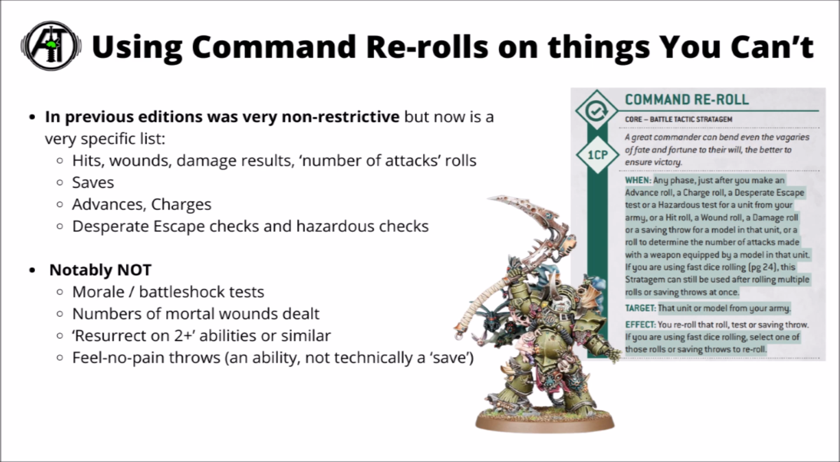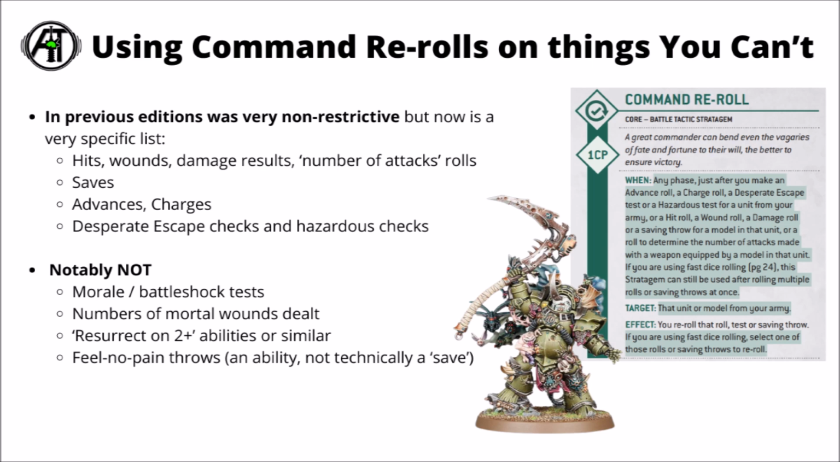Another common one is using command point rerolls on things that you're not allowed to. In 8th edition in particular, command point rerolls were incredibly de-restricted, being able to be used on basically anything and everything. But in 9th edition and 10th edition, it's now a very specific list. You can only use your rerolls on things out of the damage sequence: hits, wounds, damage results, or the number of attacks roll. You can use them on saving throws, advances and charges, where for charges, if you're rerolling dice, then you have to reroll both of them, and the same with the number of shots profile that says 3d6 shots, you'd have to reroll all 3 of them.